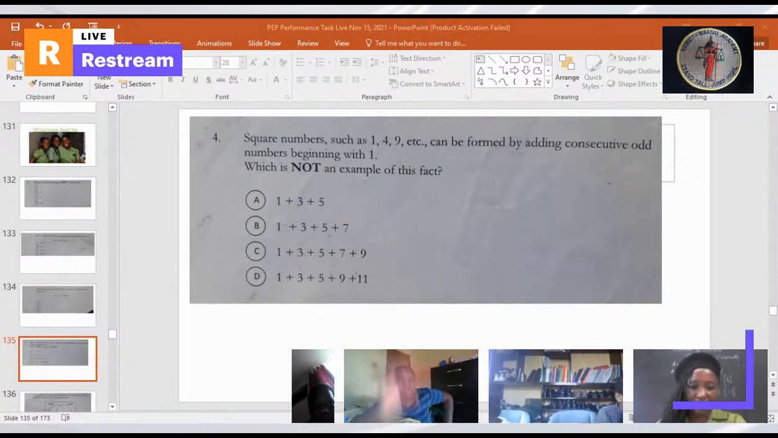Question 4. Okay, Miss. Square numbers such as 1, 4, 9, etc. can be formed by adding consecutive whole numbers beginning with 1, which is not an example of this fact. 1 plus 3 plus 5, 1 plus 3 plus 5 plus 7. All the letters.